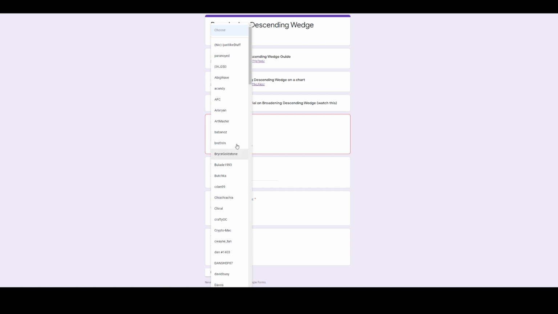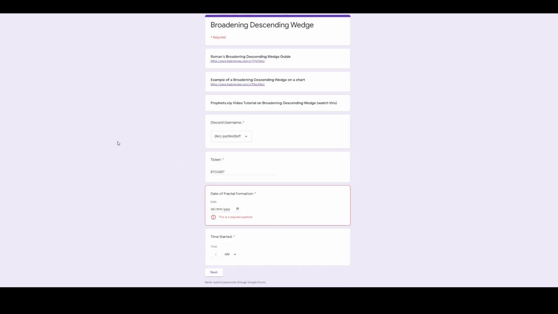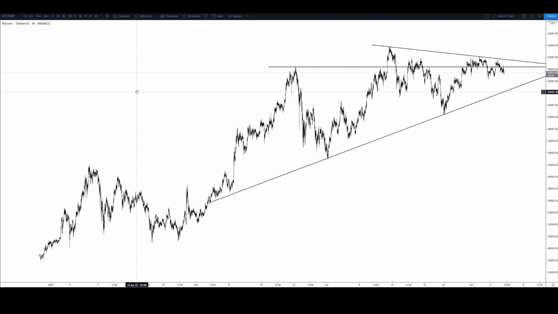Right. Go ahead and choose your Discord username. I'm going to go ahead and choose the top one for now. Ticker, we know this already. It's the one that you're currently doing, so we'll say BTC USD for this one. The date of the fractal formation. So what this does is lets us know when it actually played out.